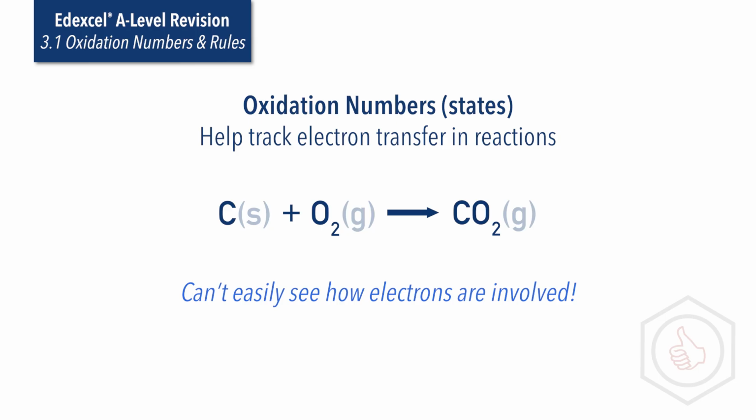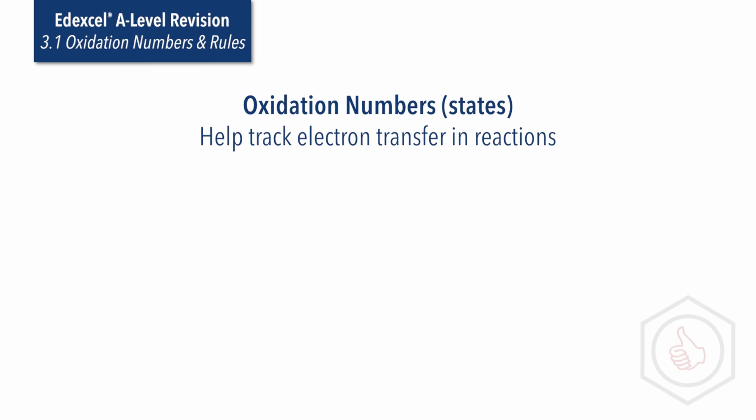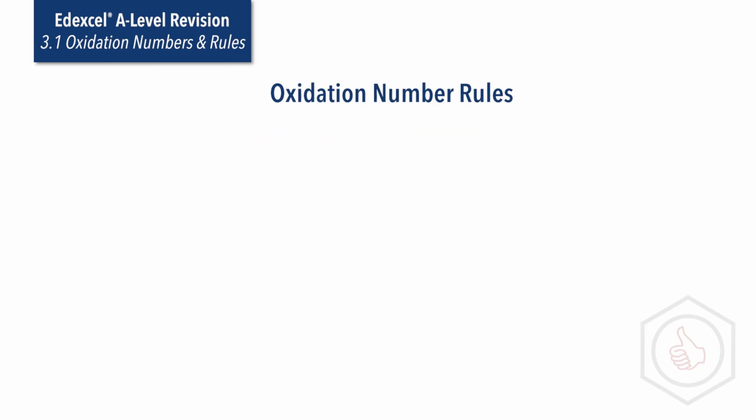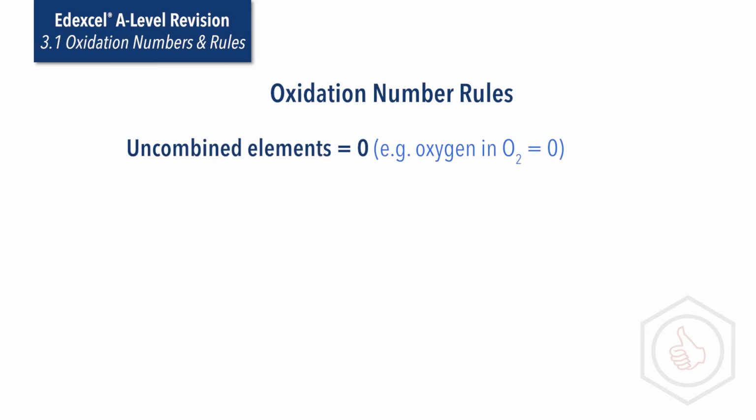To help, we consider each atom as having an imaginary charge described as its oxidation number or state. There are various rules that you have to be aware of for assigning oxidation states. Uncombined elements always have an oxidation state of 0. We only have oxidation states other than 0 when we have elements in compounds.